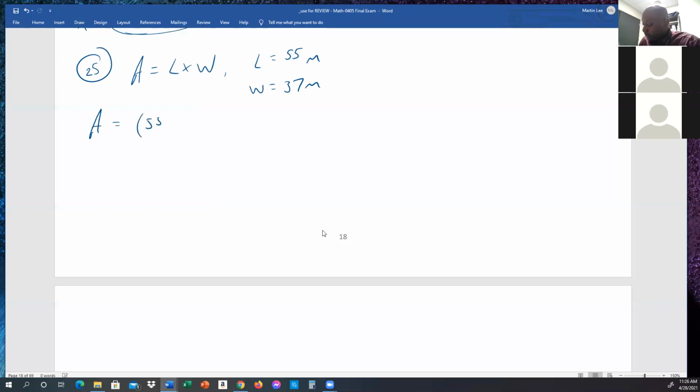So area is going to be 55 meters times 37 meters. And get your calculator and multiply 55 times 37. Fifty-five times 37 is 2,035 meters squared.